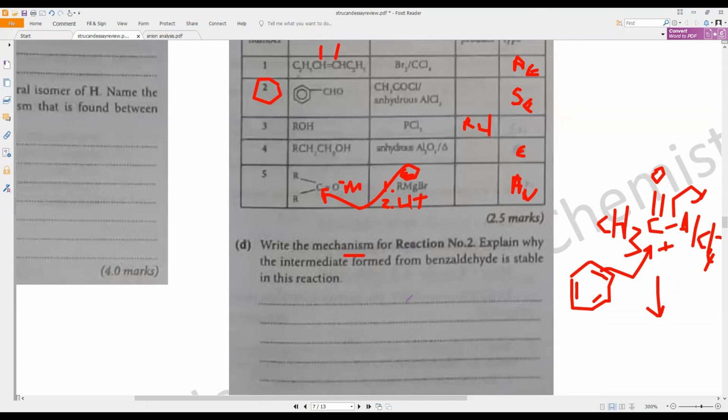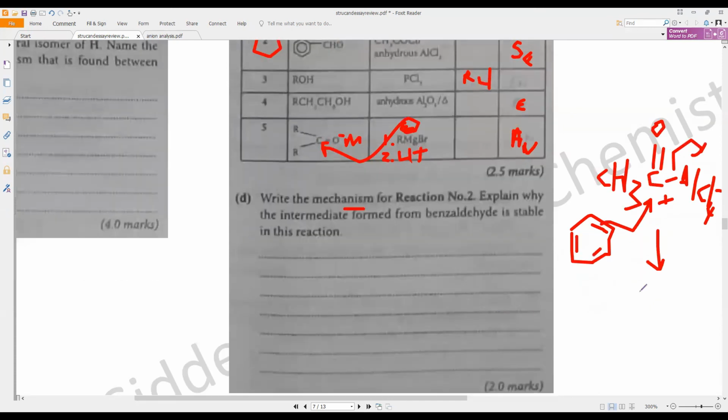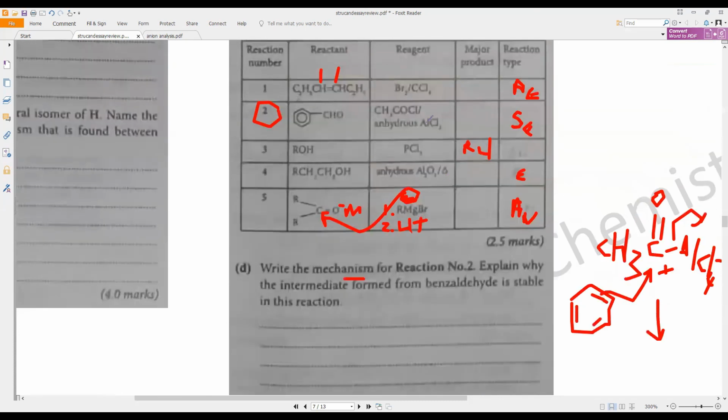But make sure when you are writing mechanisms, you indicate all the species that are present in the reaction. You cannot drop any. For example, when you give the product of this, there will be benzene with the COCH3 attached. Plus, you need to show this AlCl4 minus. If you did not show this AlCl4 minus, marks will be reduced. Okay, so this is a straightforward reaction. We commonly discuss this in the theory class also. Not much of a case, okay?